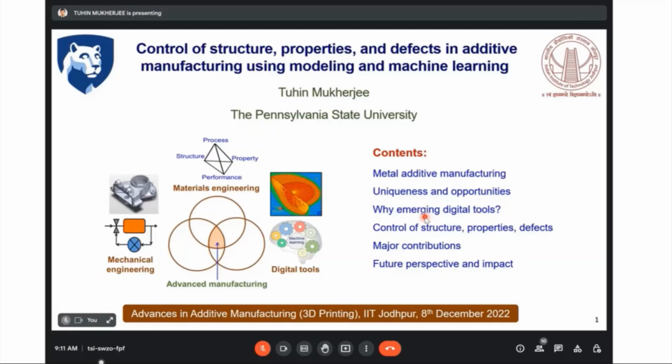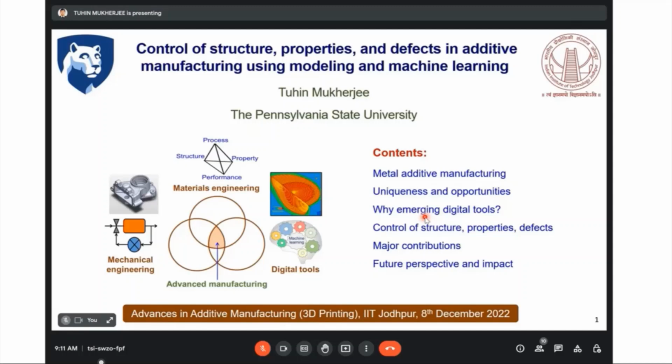So in my talk, I am going to talk about how to control the structure, properties, and defects in additive manufacturing using these digital tools such as mechanistic modeling and machine learning. I will briefly introduce what is metal additive manufacturing, what are the uniqueness and opportunities that we have in additive manufacturing, and why we need emerging digital tools. In addition, I am going to give several examples of how to use these digital tools to control structure, properties, and defects. And then I would like to point out several major contributions, and I would finish with some future perspectives and broad impacts.